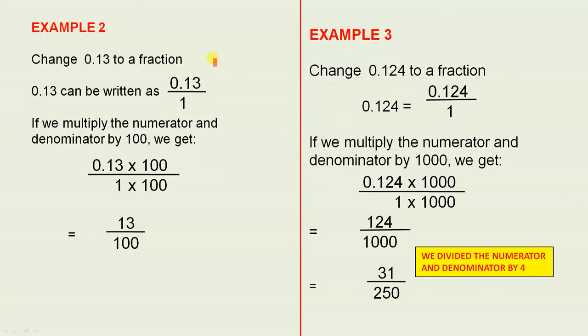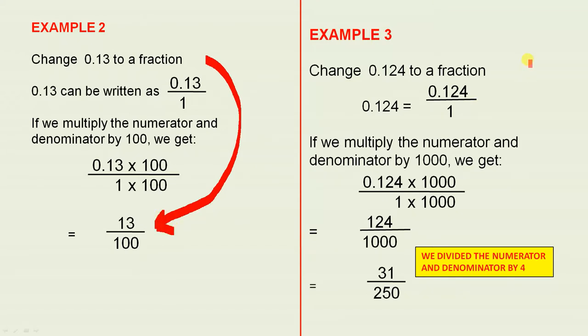Change 0.13 to a fraction. 0.13 can be written as 0.13 over 1. If we multiply the numerator and denominator by 100, we get 0.13 times 100 over 1 times 100. Now 0.13 times 100 gives us 13, and 1 times 100 gives us 100. So 0.13 is 13 over 100.